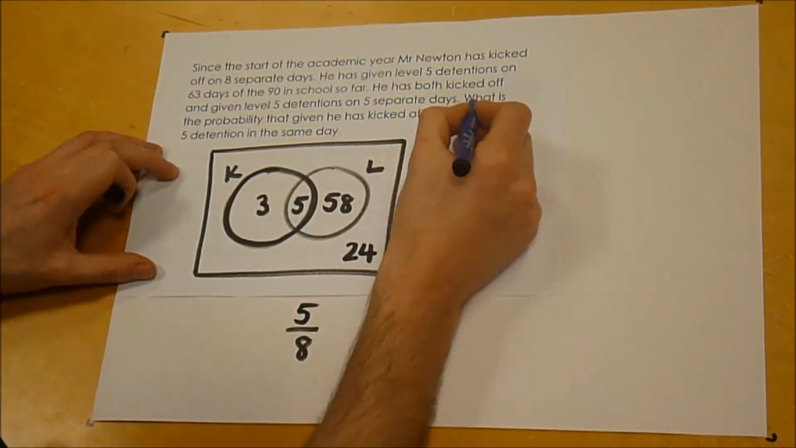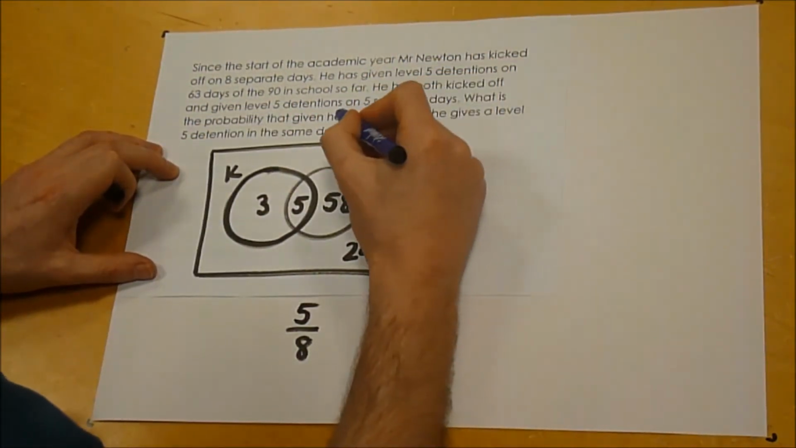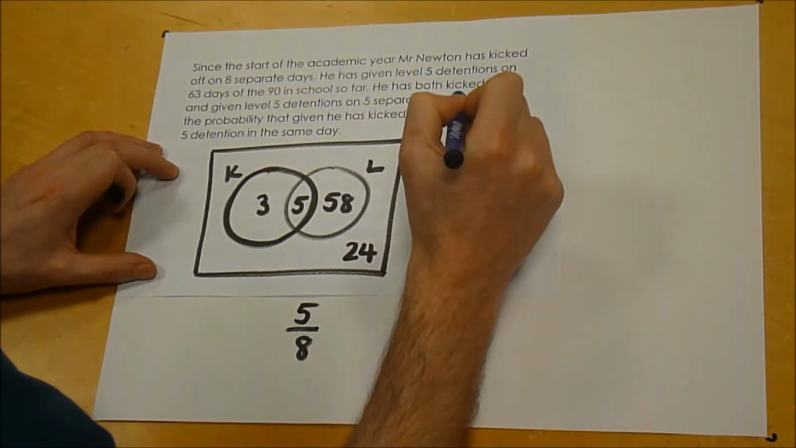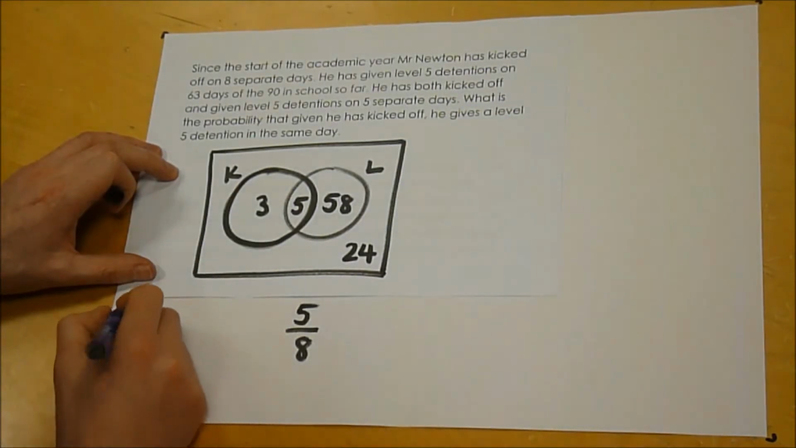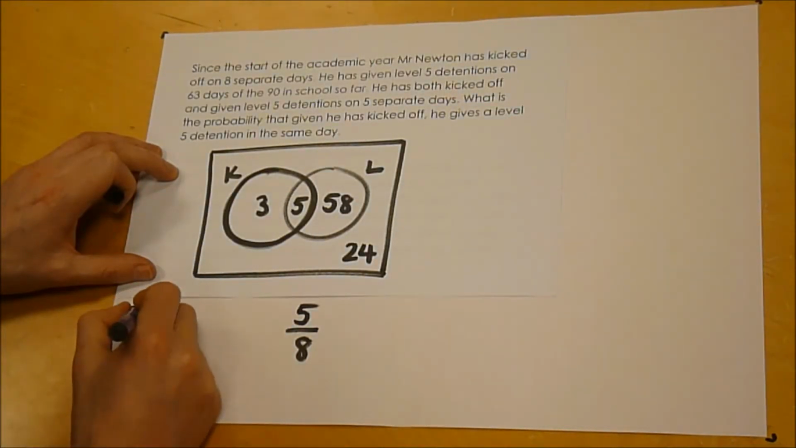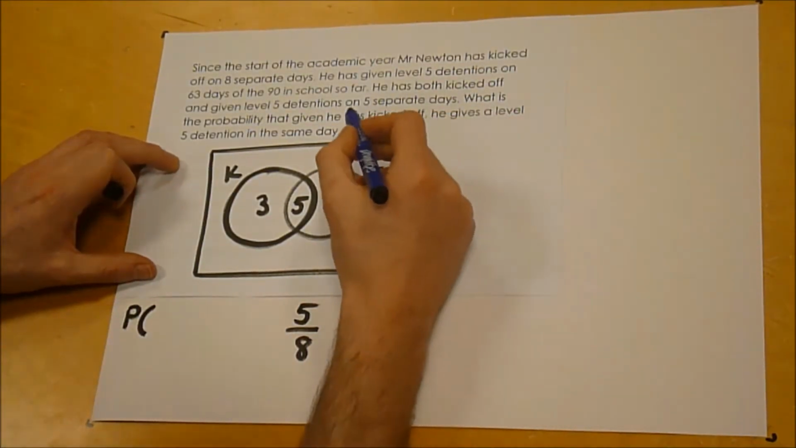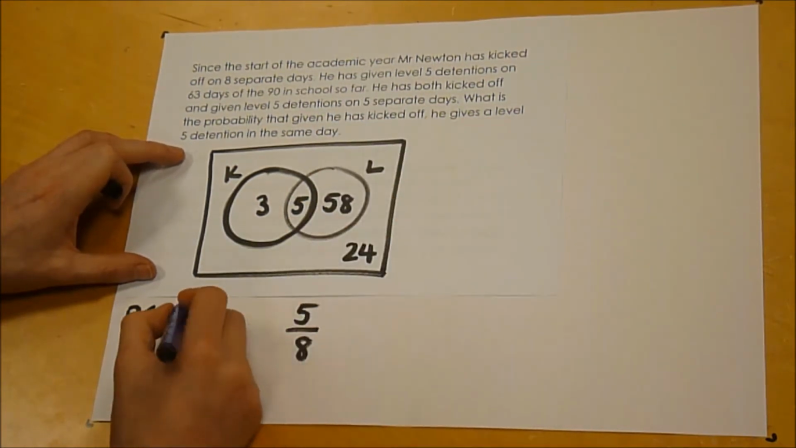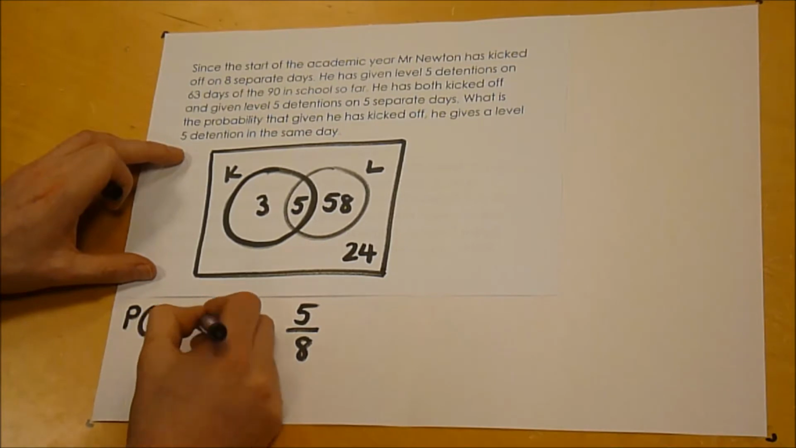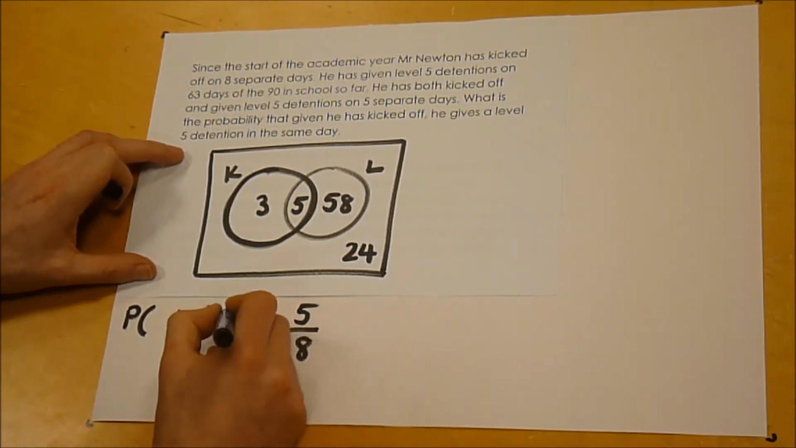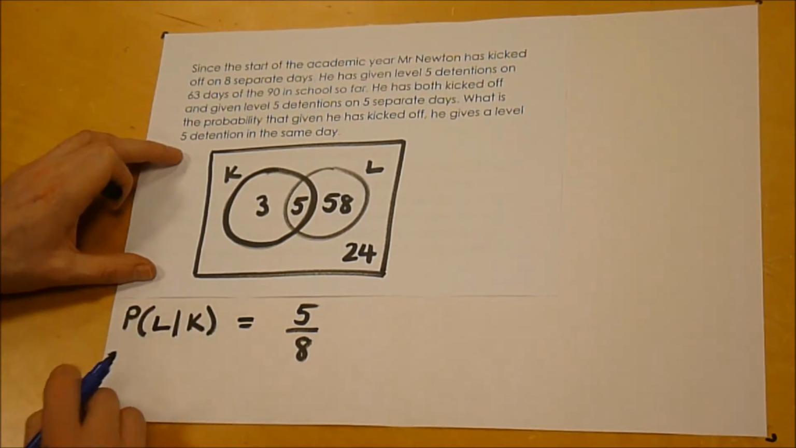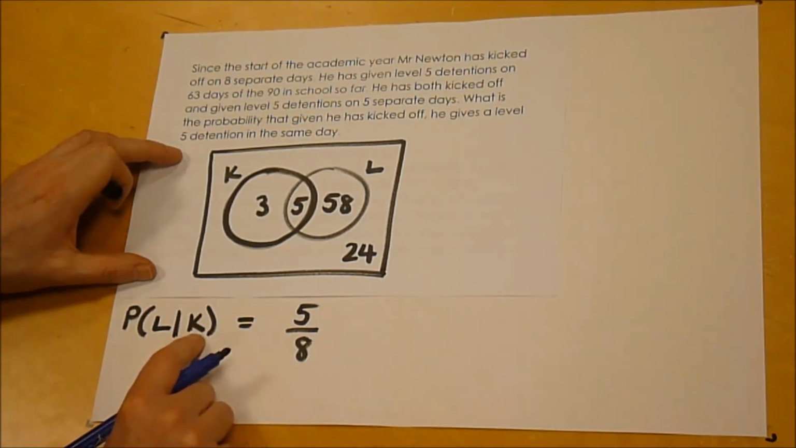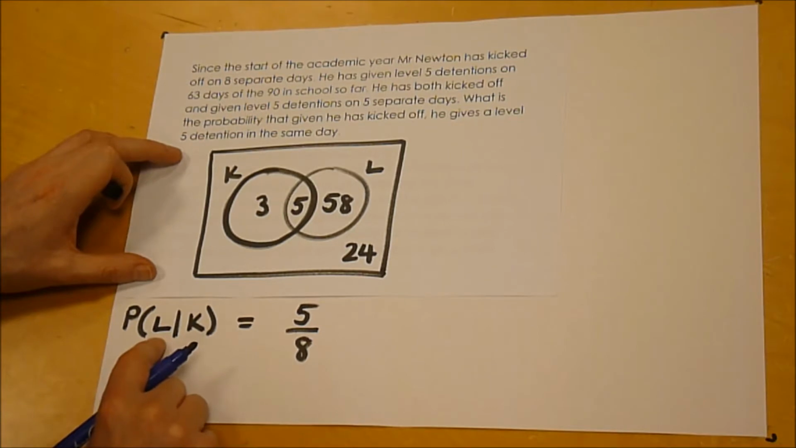The way we could write what is the probability that, given that he's kicked off, he gives a level 5 detention, we could write like this. We could write the probability that given he is kicked off, so we already know he is kicked off, what is the probability he gives a level 5 detention? So that's what this notation means. Given that he's kicked off, he gives a level 5 detention.